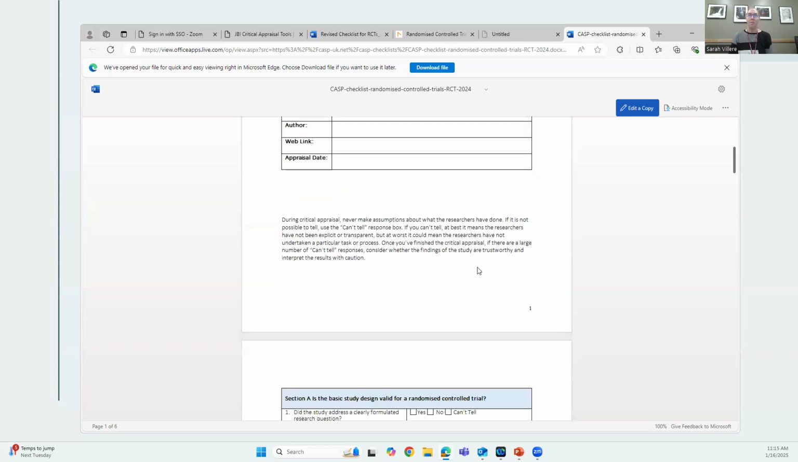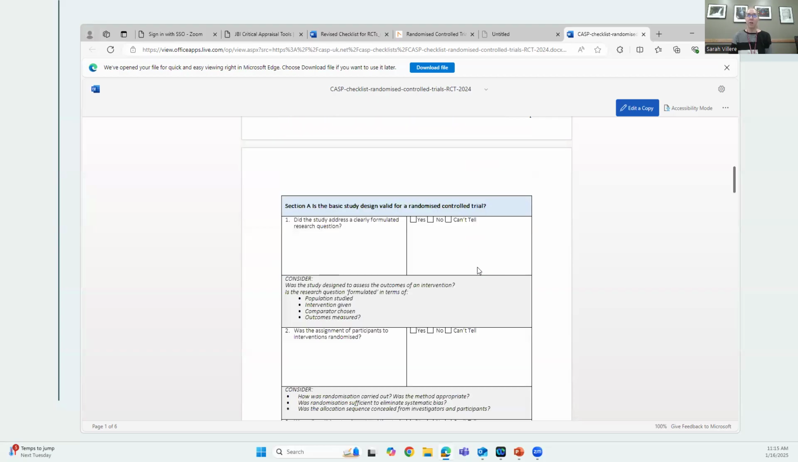Okay. Scrolling down just to look at what this checklist looks like, it's broken up into different sections. They've actually listed the guidance directly under the question so that you can see a little bit about what the question is asking and what you should be looking for in your article.